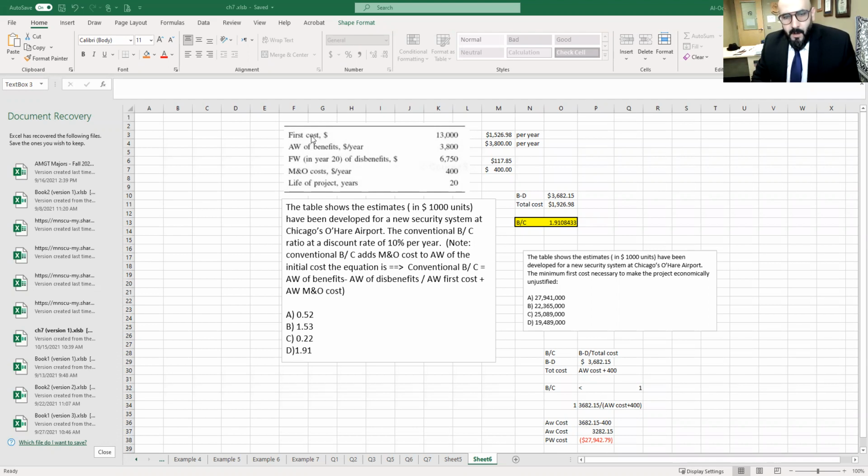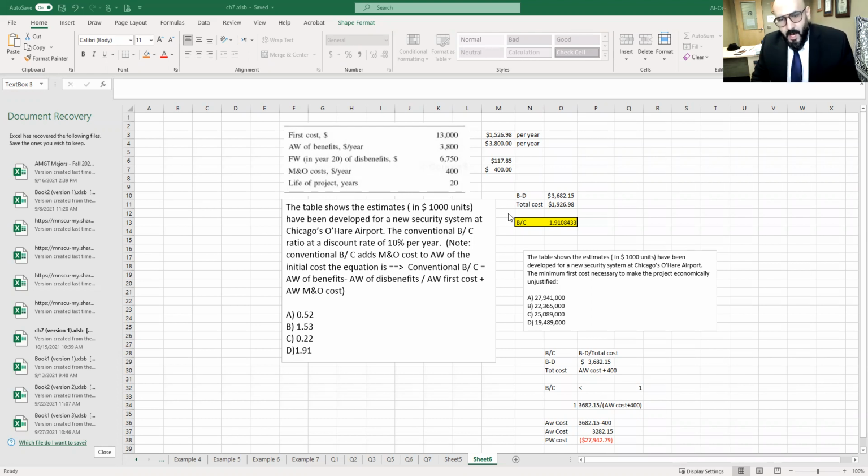Looking at the table here, you have a first cost of 13,000. Of course, these are in $1,000 units, which means these numbers are in millions, but to simplify things, we make it in $1,000 units. So we have a first cost of 13,000. Annual benefit per year is 3,800. Future worth of this benefit is 6,750. Maintenance and operational cost per year is 400, and the life of the project is 20 years.